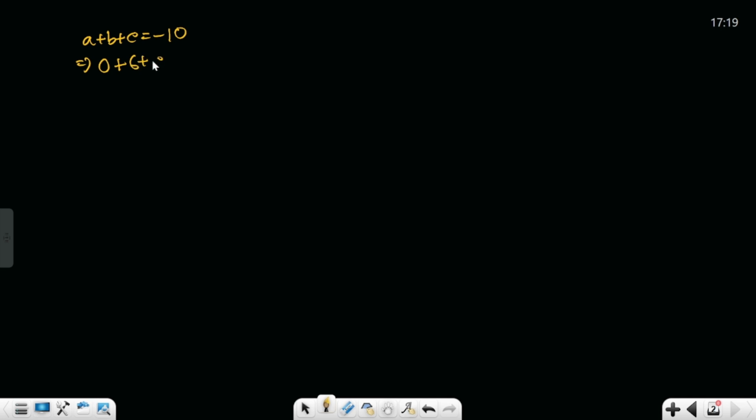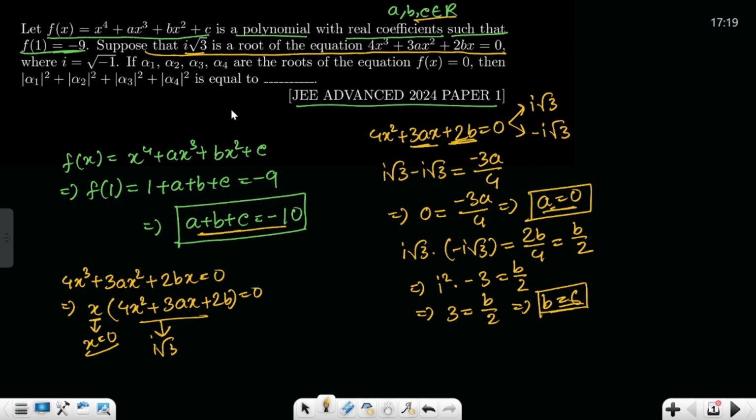0 plus 6 plus c equal to -10, or we can get c equal to -16. So you got the value of c also. Okay. Now let's move to the first statement again.